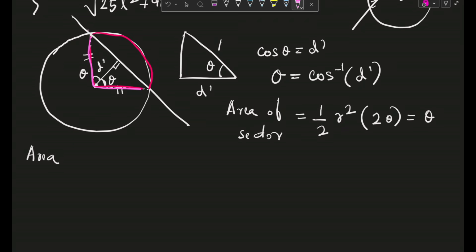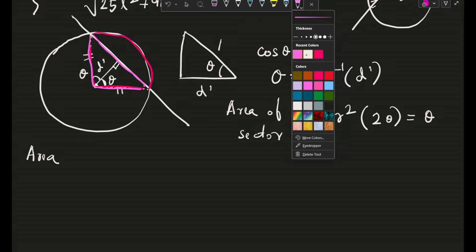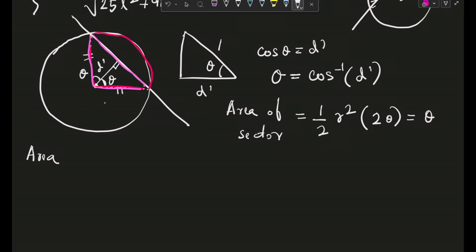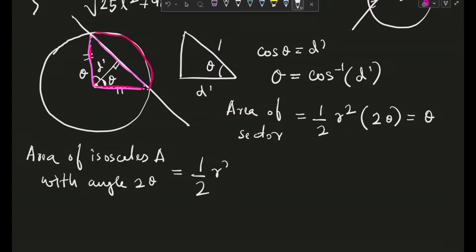Next, we are going to take this isosceles triangle. This is an isosceles triangle, right? Why? Because these two arms have length 1 each. I've already marked. So the area of an isosceles triangle with angle 2 theta is equal to what? Half r square sine 2 theta, right? This is a very standard formula, right?